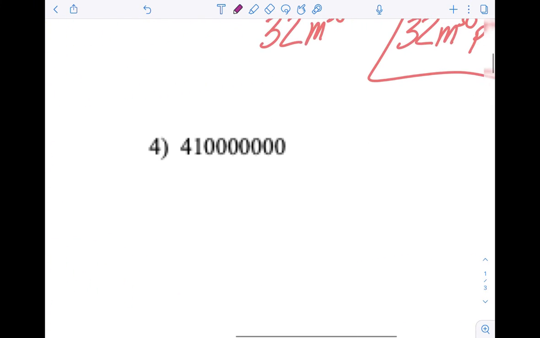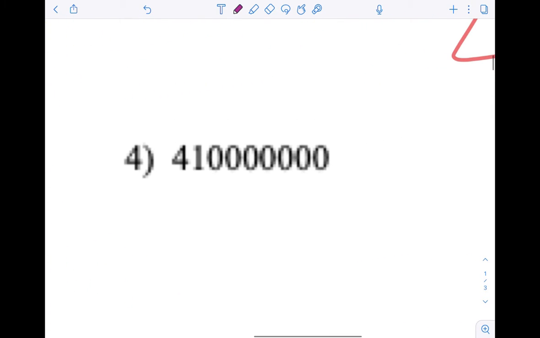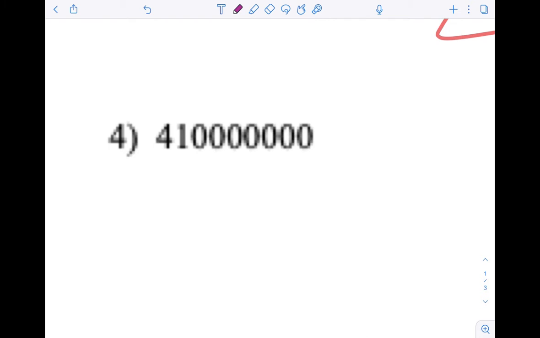All right, let's go to this one here. So where is the invisible decimal here? You all know where the invisible decimal is, right? The invisible decimal is right here. But it needs to be right there between the first two non-zero numbers. So I'm going to move to the left. 1, 2, 3, 4, 5, 6, 7, and 8. So I moved to the left 8.